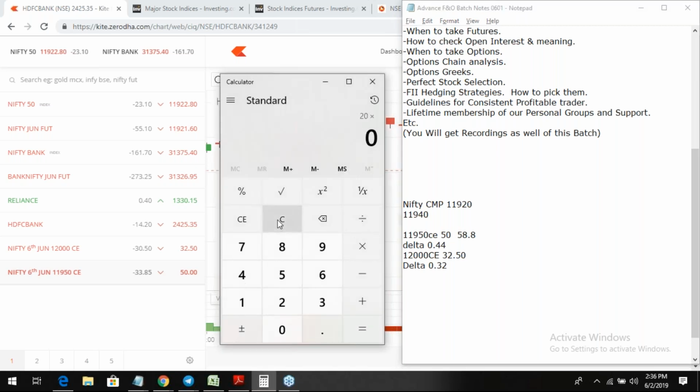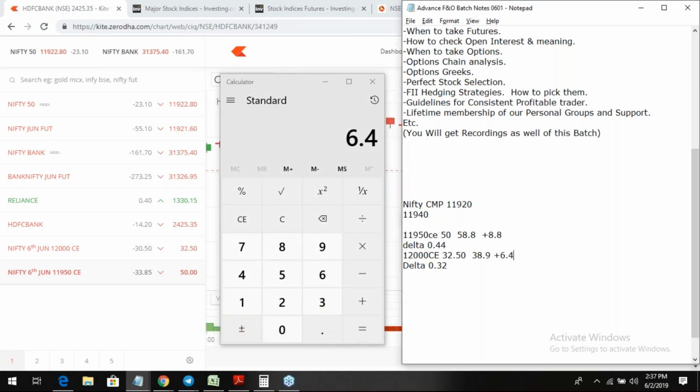20 into 0.32, 6.4 plus 20, 32.50. What will be my rate? 38.9, right? So which is high? 58.8 minus 50 is 8.8. Now here 38.9 minus 32.5, 6.4.